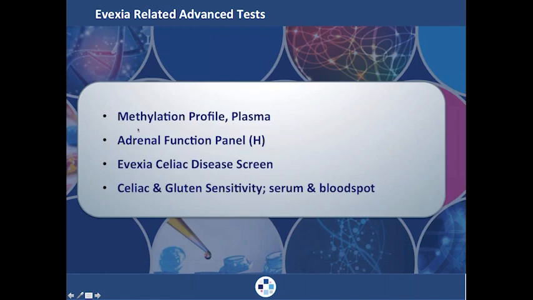Other tests, you need to take a look at methylation if you're not sure of what's going on. This methylation, by the way, is not looking at SNPs. It's looking at the actual analytes and seeing if there's enough of them there. Is there enough SAMe? Is there enough methionine? Is there enough cystathionine in that individual? That's what that particular test is going to tell you, and it will let you know what you need to add to that patient to make sure that those pathways that I showed you, the long and short pathways, are functioning properly. Next, adrenal function panel.